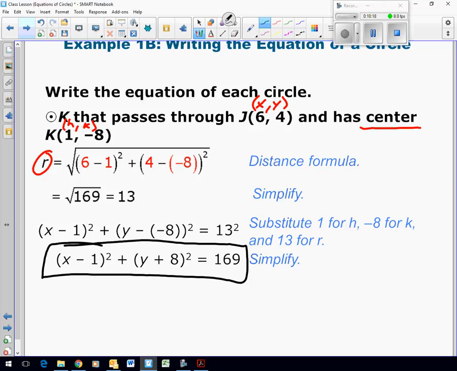Okay? x2, y2, x1, y1. Okay, that's just how it's written. If you did it the other way, it would be okay. All right. You plug it into your distance formula: 6 minus 1 squared plus 4 minus negative 8 squared. Blah blah blah. You end up with a radius of 13.